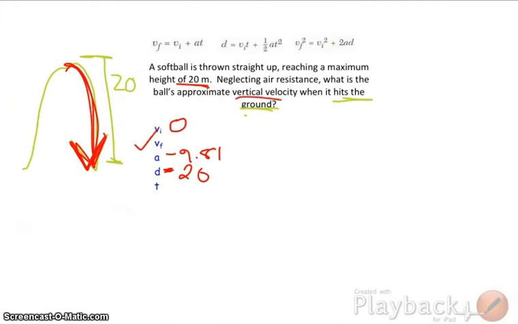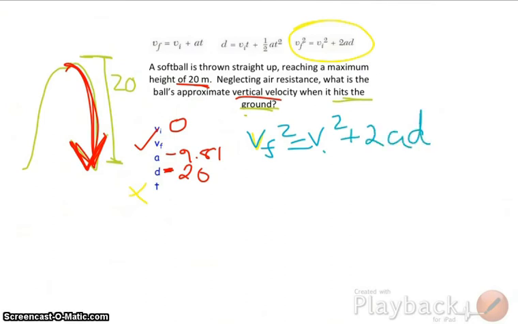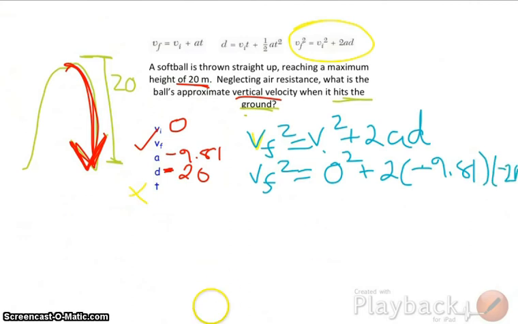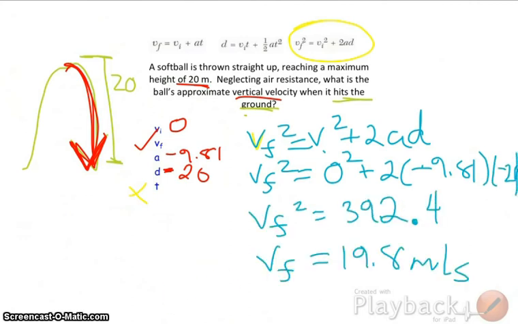We're solving for VF. The one thing we don't know and don't want to know is T. So we pick the equation without T. In this case, this one. So VF squared equals VI squared plus 2AD. VF squared equals 0 squared plus 2 times negative 9.81 times negative 20. And we get a VF squared of 392.4. Take the square root and get 19.8.